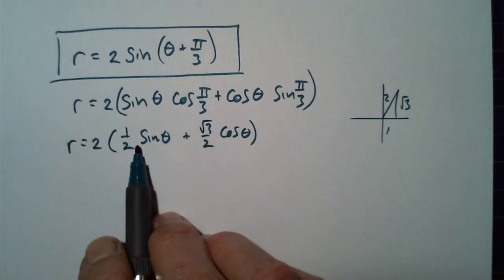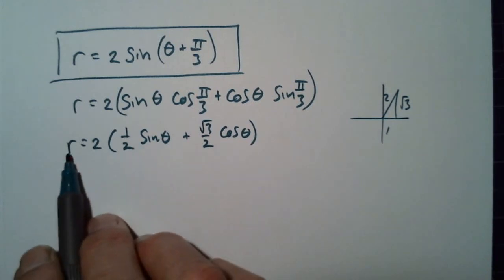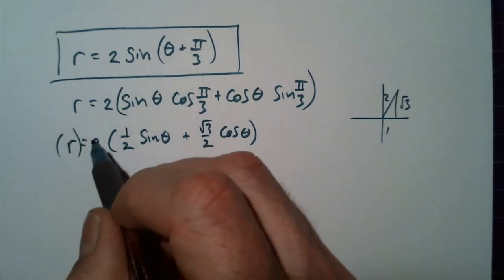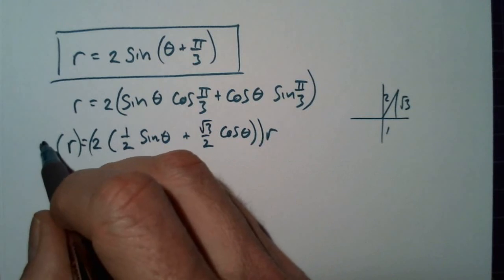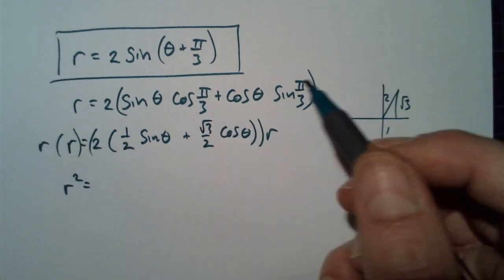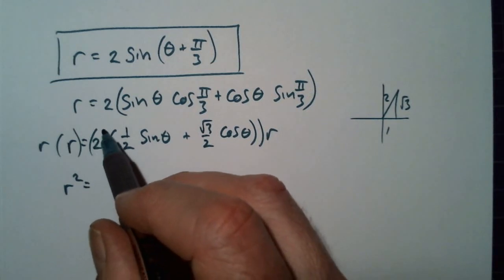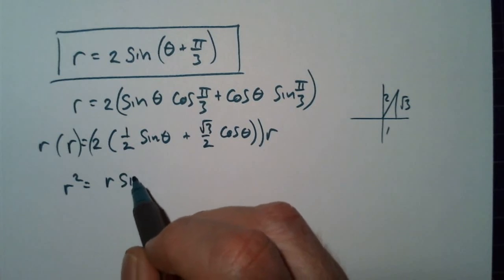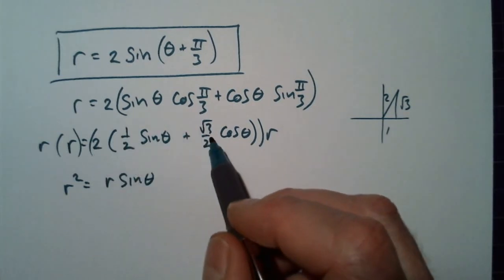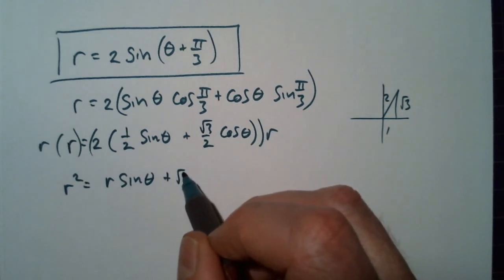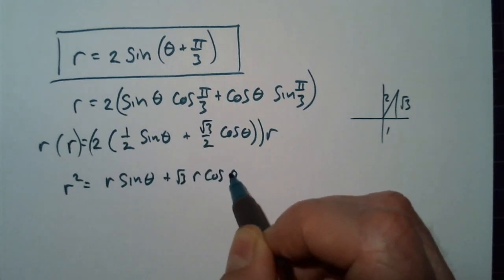But we don't have r sine theta. We can't multiply by sine. We'd have to divide here. That's not going to help. And here's where we want to multiply both sides by r. We'll distribute r in there. Let's go ahead and distribute the 2 also. So 2 times 1/2 is 1. Then times r, and we get r sine theta. 2 times radical 3 over 2 is radical 3 times r, and we get radical 3 r cosine theta.